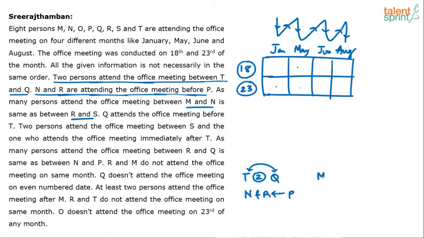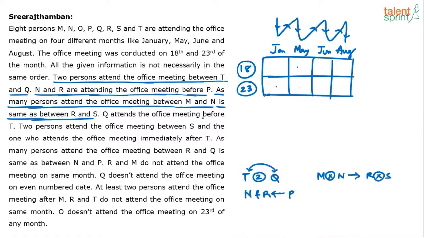So for example, if there are X persons between M and N, then there will be X persons between R and S. What is the value between M and N? Same will be the value between R and S. Yeah, that's the understanding. Just make a note of that. I mean, understand the statement pictorially so that you don't have to read the statement again.